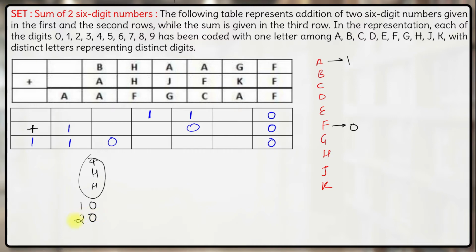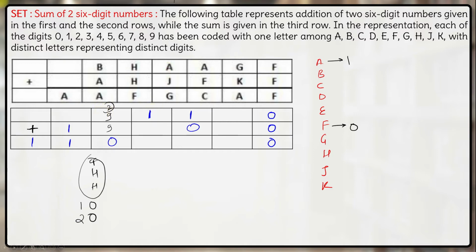Now for this to be 20, what needs to happen is H will have to be 9 and the carry forward will have to be 2. 9 plus 9 is 18, 18 plus 2 is 20, hence this becomes 0 and the carry forward will be 2 here. Let's see if it is possible to get a carry forward of 2.